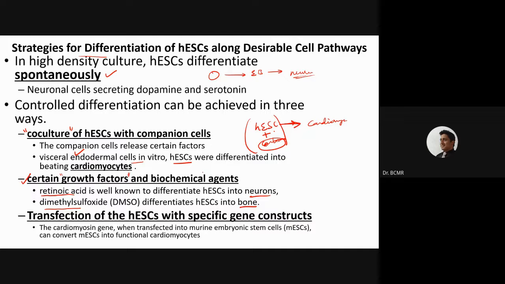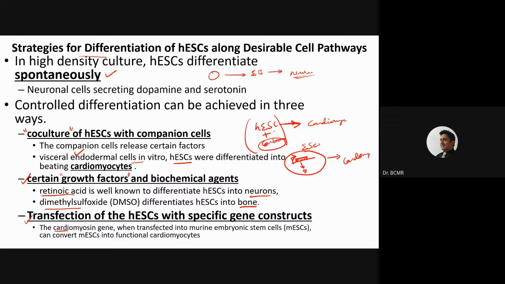There is another way, which is a genetic mechanism. We take an embryonic stem cell and add a construct carrying a gene, for example here, a cardiomyosin gene. You overexpress this cardiomyosin gene, and it will produce cardiomyosin. Eventually, this embryonic stem cell changes into a cardiomyocyte.